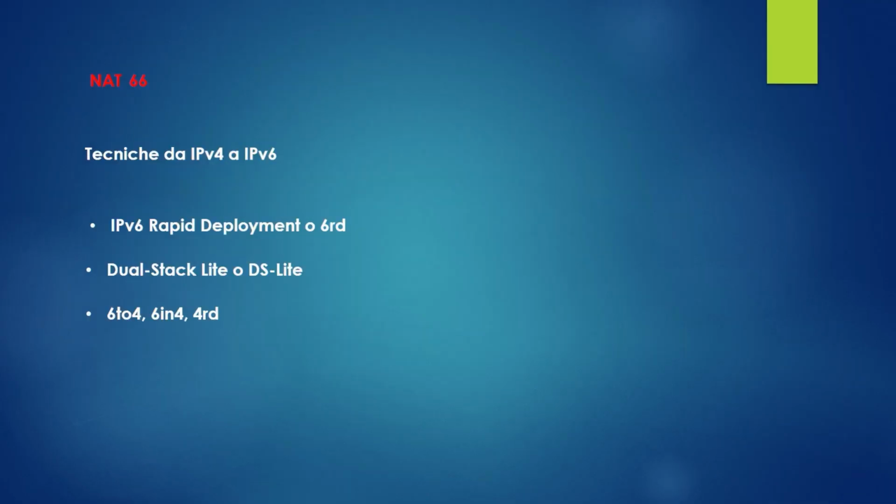And finally, let's look at the techniques for translating from IPv4 to IPv6. At the top, separate from everything else, there's NAT66, which is used, as we've seen, to NAT ULA addresses into GUA, so from private to public, but its use is discouraged. The other techniques for translating between IPv6 and IPv4 are, for example, IPv6 rapid deployment or 6RD, which is rapid deployment. Then we have dual stack, or DS-Lite, or even other techniques like 6to4, 6in4, 4RD, which means IPv4 rapid deployment. So these are some of the techniques.